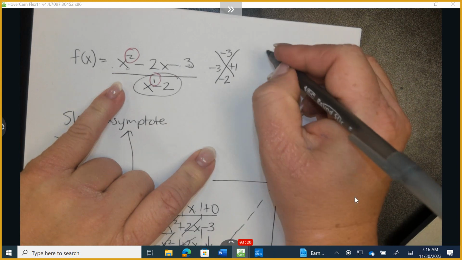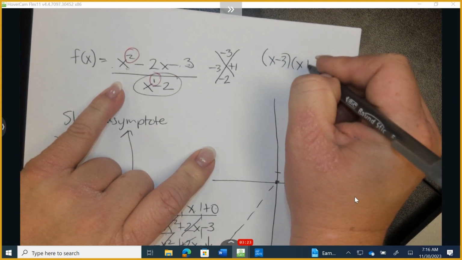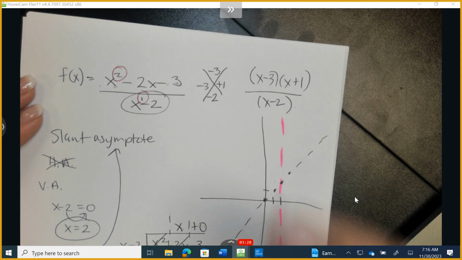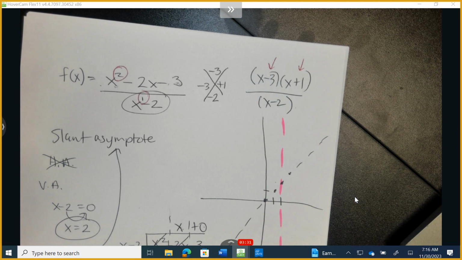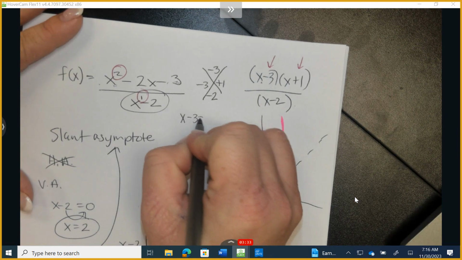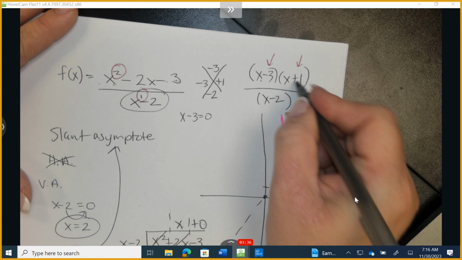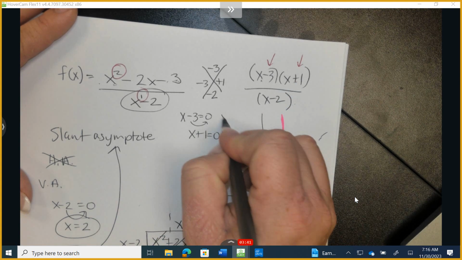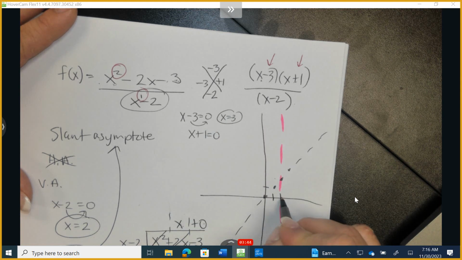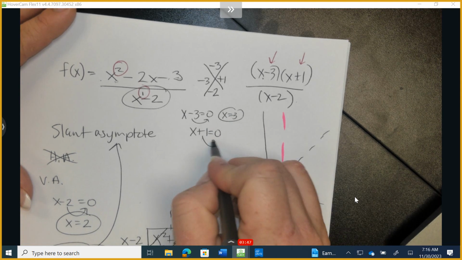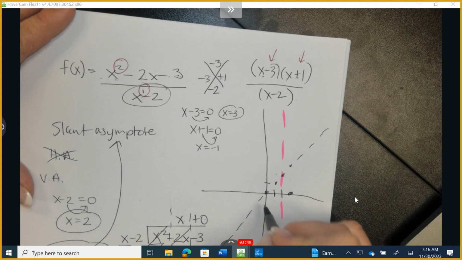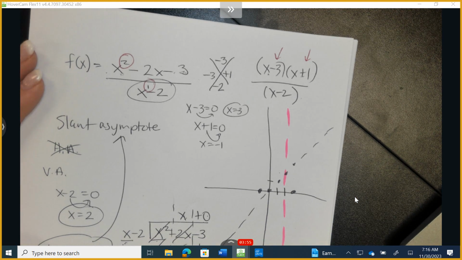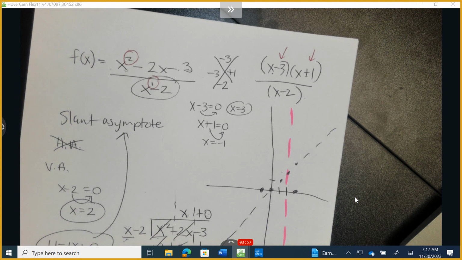So I'm going to rewrite this in factoring: x minus 3 and x plus 1 over x minus 2. And why am I doing that? Because now, if you draw a little arrow here, these are going to share with us. When we set this quantity equal to 0, we will determine one of the x-intercepts. When I set this quantity equal to 0, I will determine another x-intercept. So I'm going to add 3 to the other side. One x-intercept is 3. Another x-intercept is negative 1. Okay, so I've done my x-intercepts.